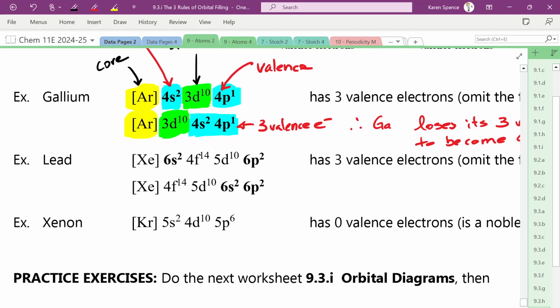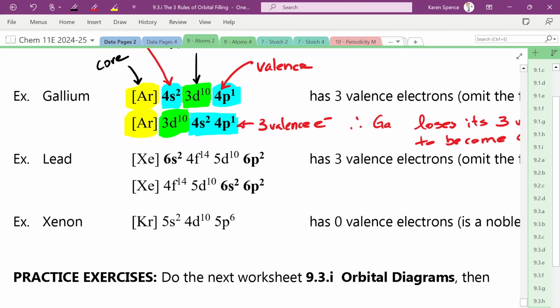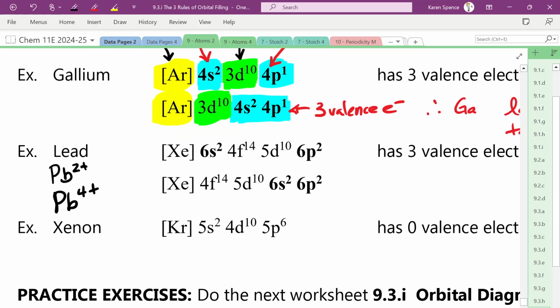Do you guys know the 2 most common charges of lead? 2+ and 4+. What does it look like is happening when lead forms a 2+ ion? Which electrons is it probably losing? The 6p2 electrons, okay? And when it forms a 4+ ion, it loses the 6p2 and the 6s2. Yes, because it's the highest energy.